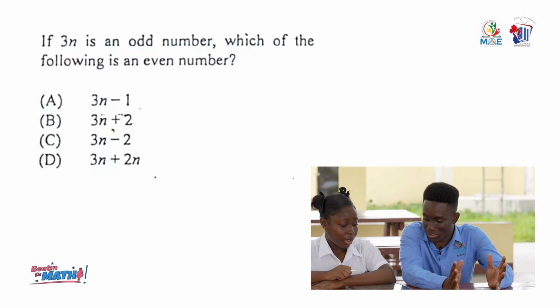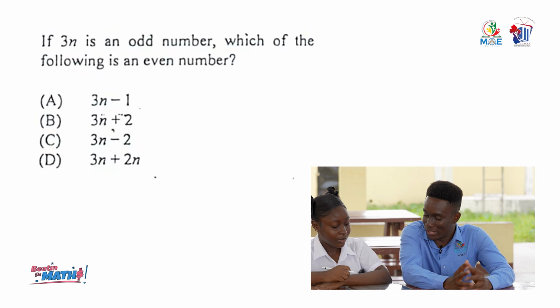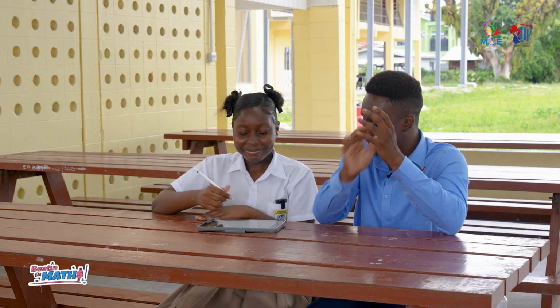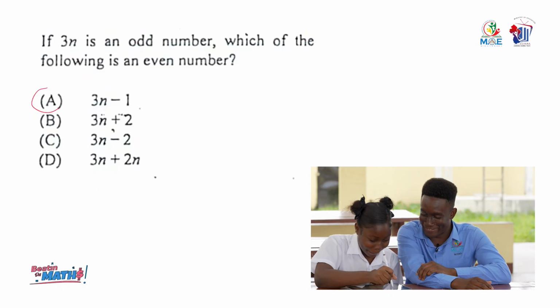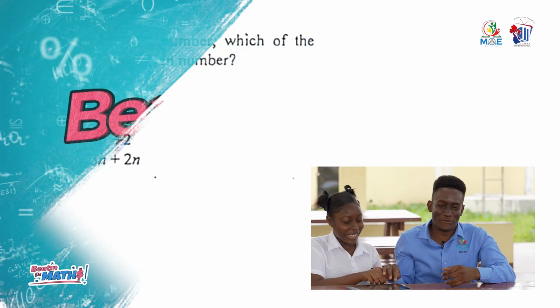So all you did is, they said that 3n is an odd number, so you just use an example of an odd number, 5. And 5 minus 1 will give you 4, which is an even number. So the answer is 3n minus 1. Yes. Excellent. Thank you. Well reasoned. So circle the answer. Good. Well reasoned. Excellent.